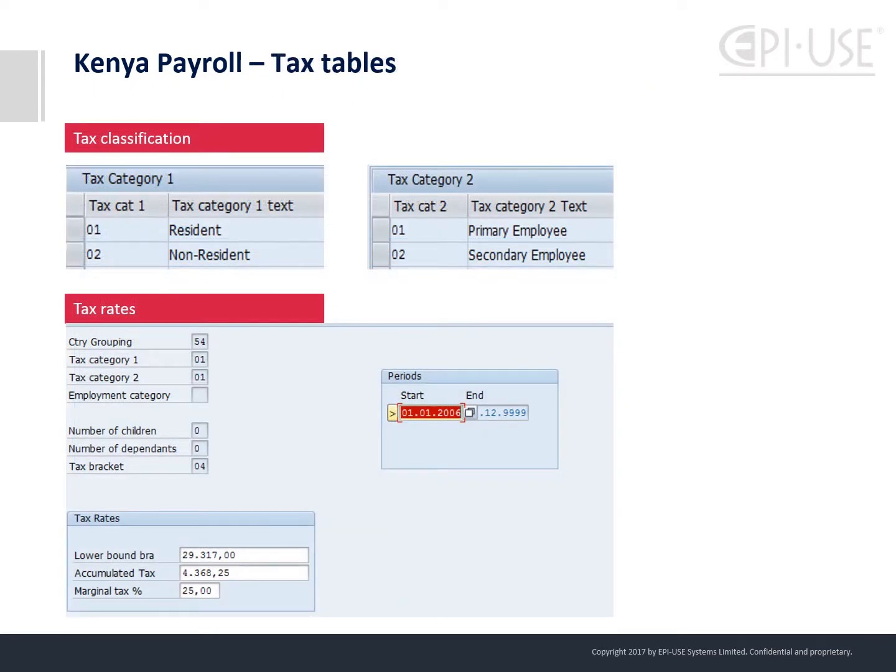The Kenya-related information for tax is stored in tax tables, for example, like the tax rates, and this information is normally updated by EPI-USE patches that are provided on a regular basis, and we will show you a bit more in the next slide.